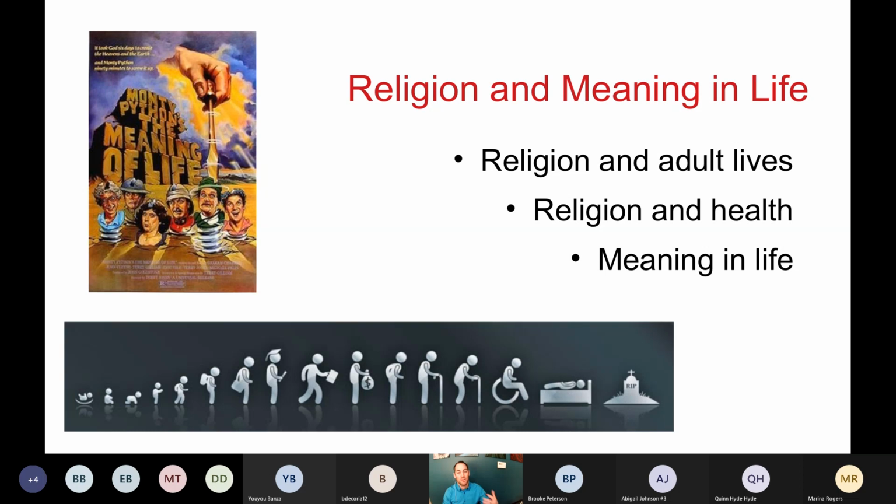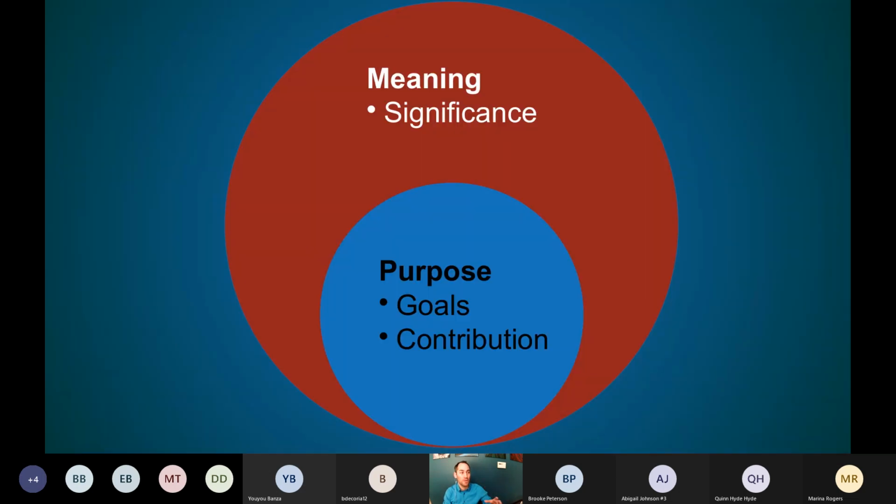So being active throughout midlife, and we'll definitely talk about being active through late adulthood as well, is one of the biggest things you can do to extend your life and make new memories, use cognitive capacities. So religion and meaning in life. We talked about purpose in life in previous classes, but we see a lot of correlations with health.